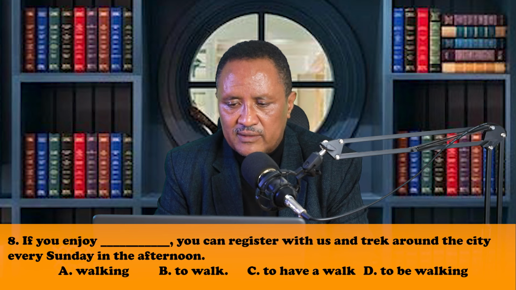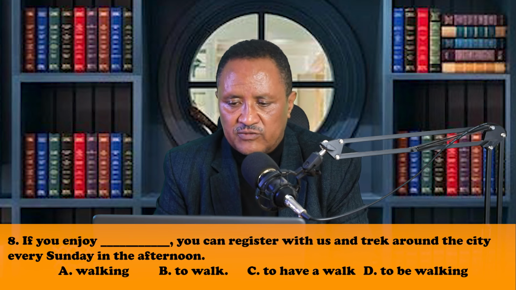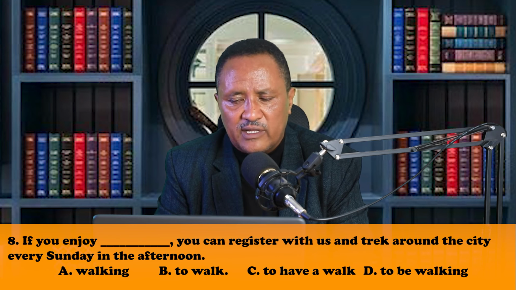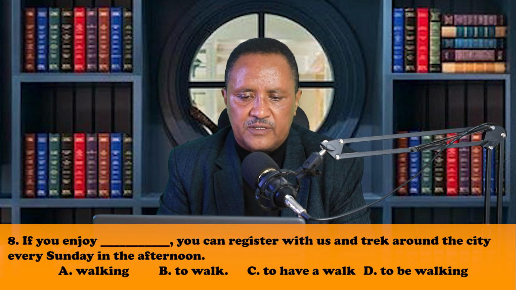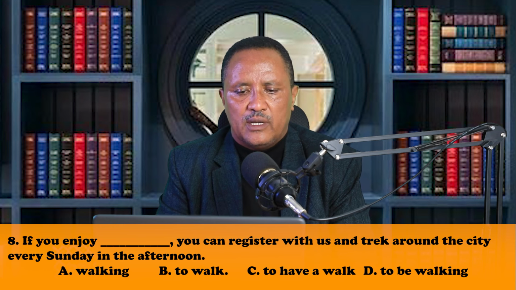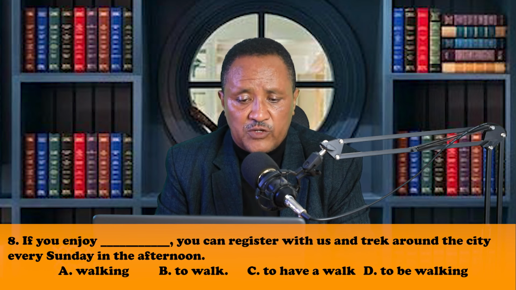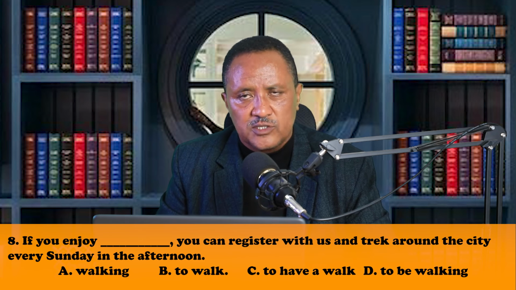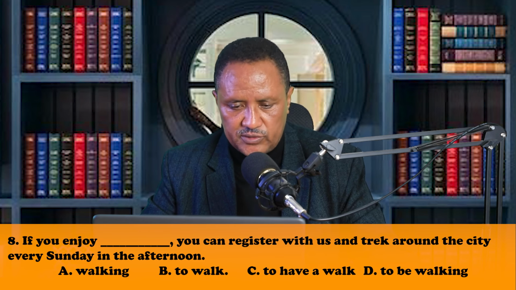For example, if you are taking B, to walk, enjoy as a verb is not followed by the gerund form of the verb. To have a walk, the same story. To be walking, the same story. So the only appropriate choice that carries the ing form of the verb, its gerund form, is, of course, choice A, walking. So because of this reason, walking would be the most appropriate choice.